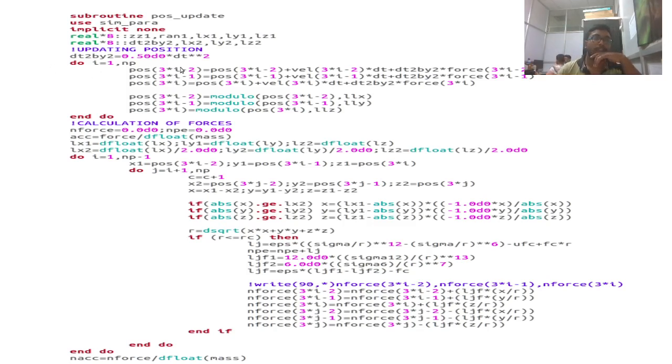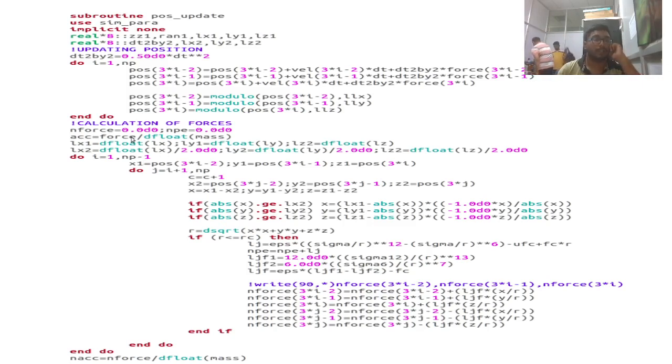So this position 3 into i minus 2 will be the x component of the position of the first particle. Likewise, if you calculate for np, that means the x component of the position of the 2197th particle, this way the positions will be updated, and after that we have to calculate the remainder when divided by LLX, LLY and LLZ, which are the dimensions of the box in each of the directions.